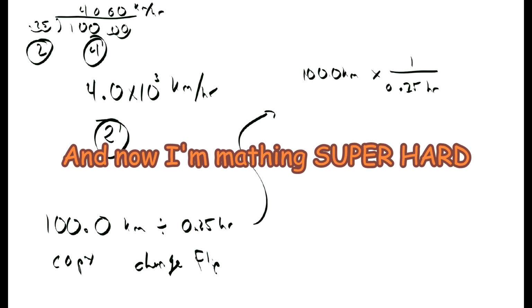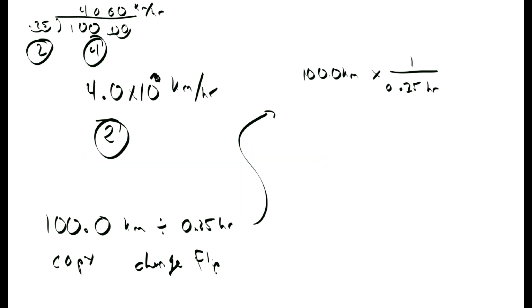Is it? Ah, okay. This should be 10 to the second. I'm making a lot of mistakes. I'm sorry, I just screwed up my math. You definitely double check yourself and don't hurry. It's 400 kilometers per hour, not 5,000. All right, so 100.0 kilometers times 1 over 0.25 hours. The reason you might want to write it out like this is because you add exponents on the top, and you add exponents on the bottom. Whatever is on the top stays on the top. Whatever is on the bottom stays on the bottom.